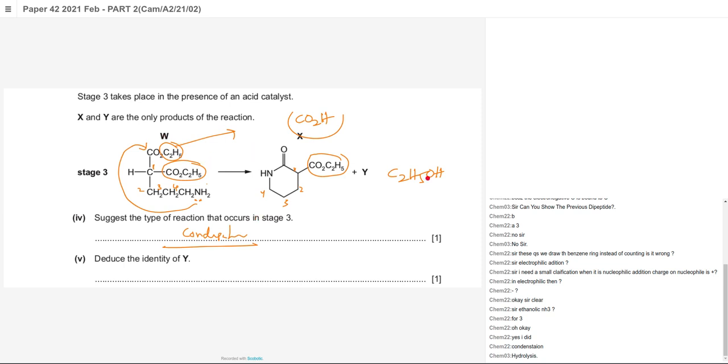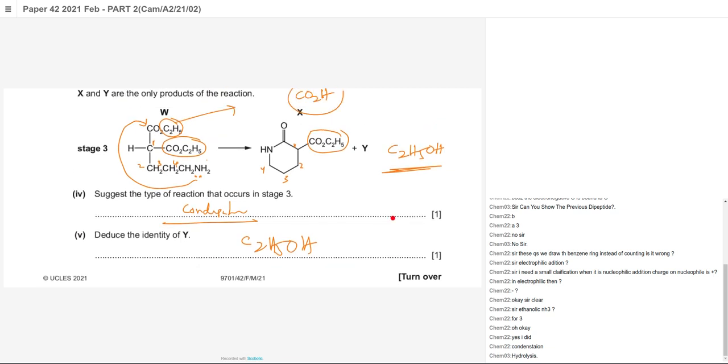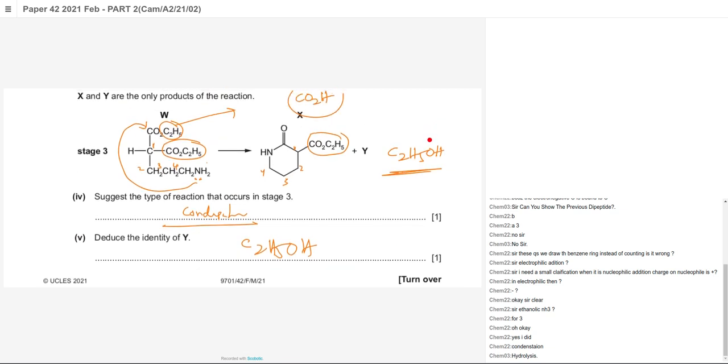Initially, hydrolysis has taken place. C2H5OH is alcohol, which is Y. And then the carboxylic acid, this NH2, forms a bond with this carbon to form the amide link, and it forms a cyclic compound. It's easy to identify if you label this, and the fourth carbon has the amine. Clear?